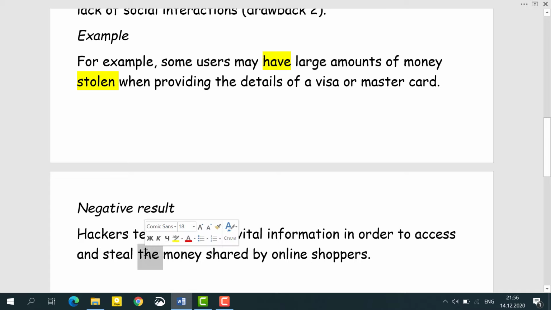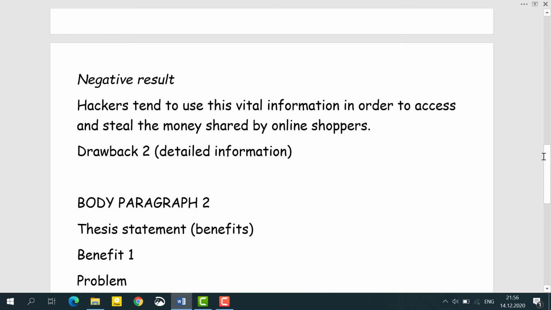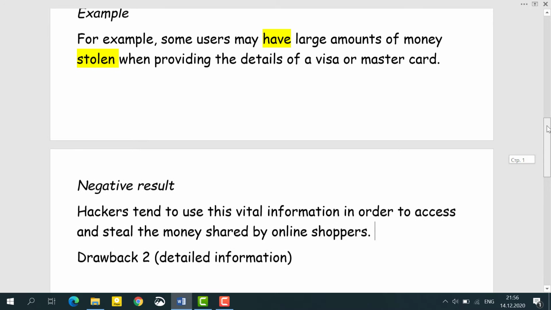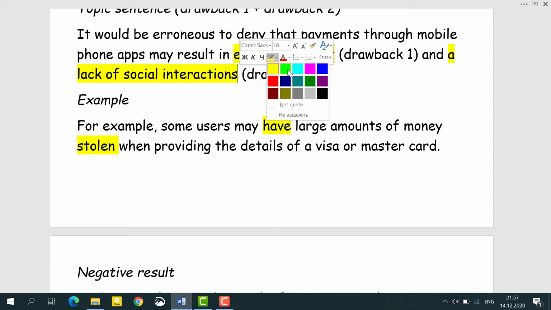Now, the money, because we know what kind of money we're talking about. Not just any money, but the specific money. So the money shared. In this case, the money shared means the money which is shared by whom? Online shoppers. Okay? So that's it. We have explained this part. Okay, next. Now we need to talk about the second drawback. Okay, detailed information in detail. So what's the second piece of information here? A lack of social interactions. So let's just talk about this in detail.